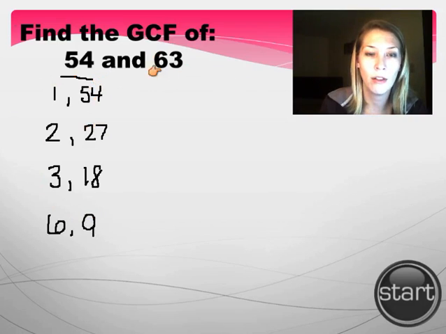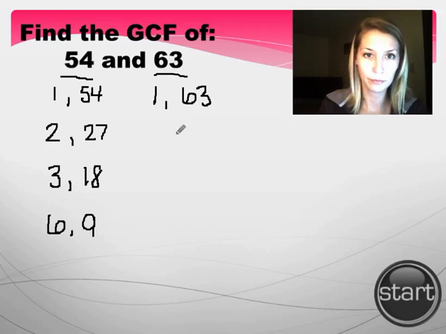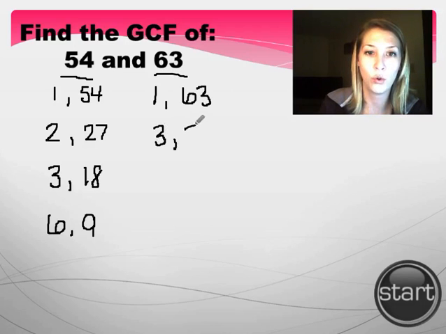Now let's take a look at all the factors of 63. 63 is a little trickier. Obviously, 1 and 63 are factors of that. Also, when we divide 63 by 3, that equals 21. Next, we have 63 is divisible by 7. When we divide 63 by 7, that equals 9. And these are all of the factors of 63.